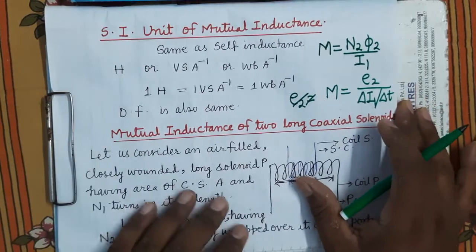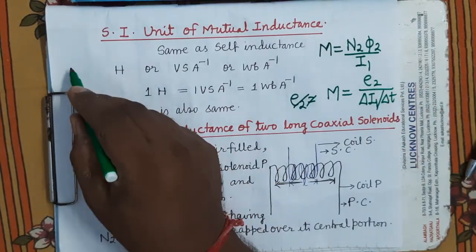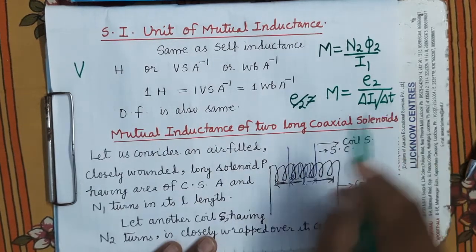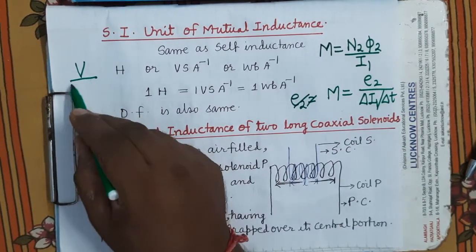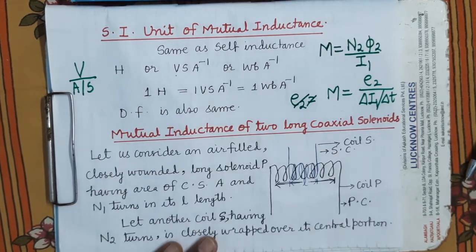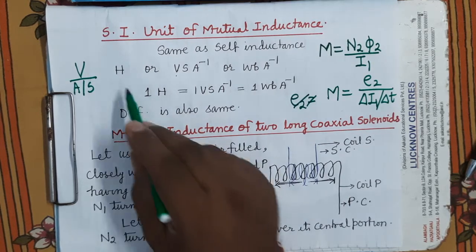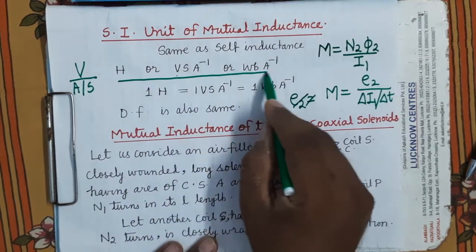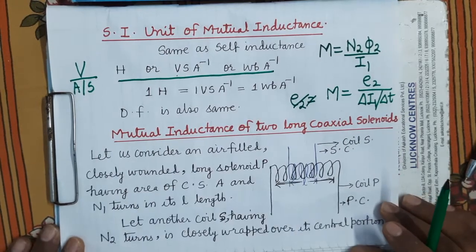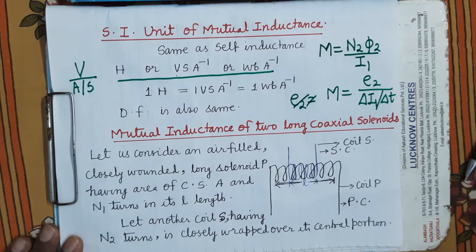In terms of unit, E2 is volt. It is clear. It is ampere upon second. So it will be volt second per ampere, or Henry. It is clear. So 1 Henry is equal to 1 volt second per ampere, 1 Weber per ampere. And since the unit is the same, therefore the dimensional formula will also be the same.